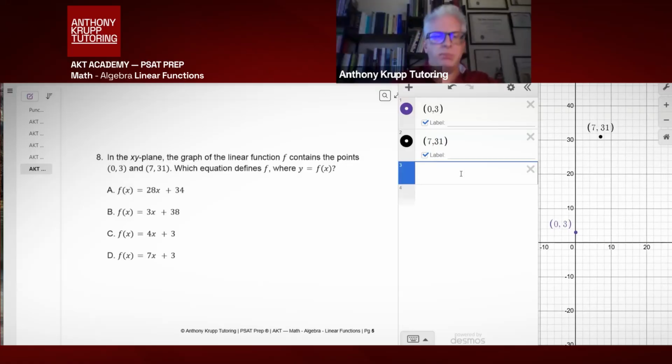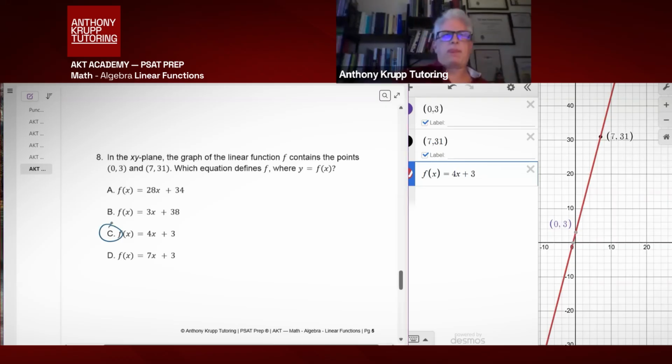Yes, you could do a regression, but depending on your mood, you could also just put in the first answer choice, 28x plus 34, and look at it and say that's wrong. Try B, which is what? Nah, that doesn't look good either. How about 4x plus 3? Yeah, that's the answer. You want to check just to be sure? Yeah, that's wrong. It's clearly 4x plus 3. Thank you, Desmos.